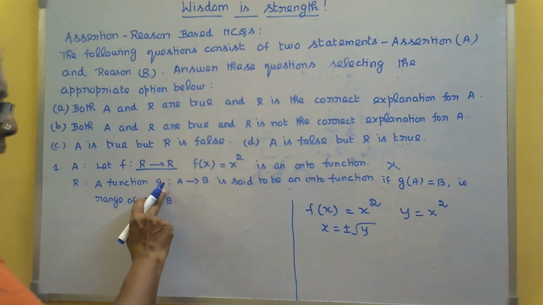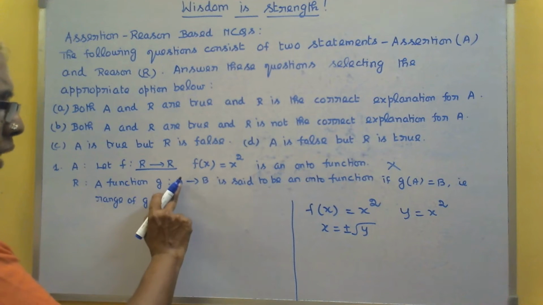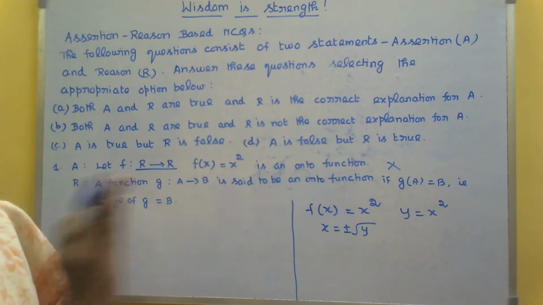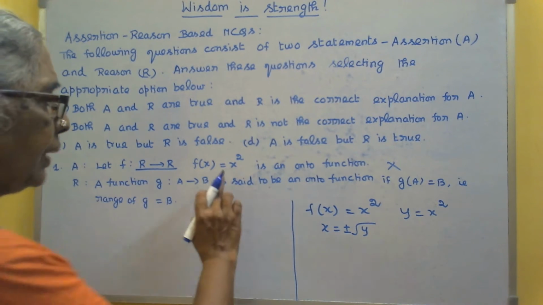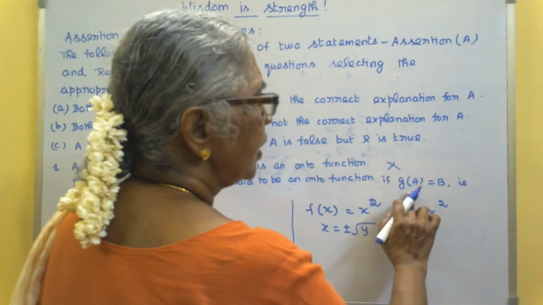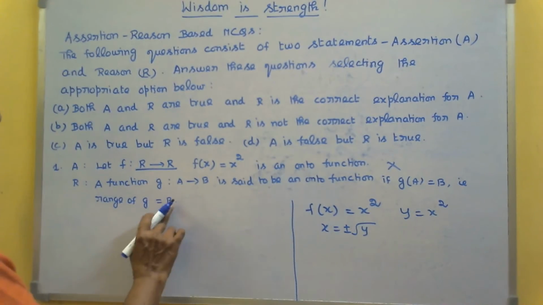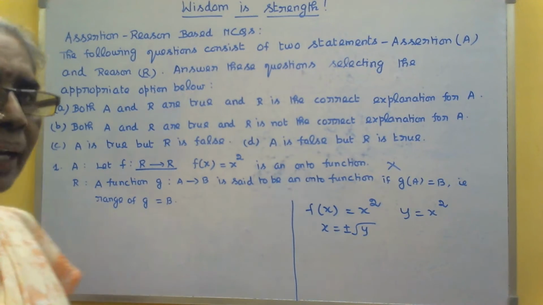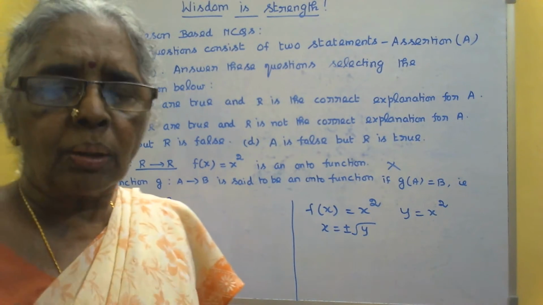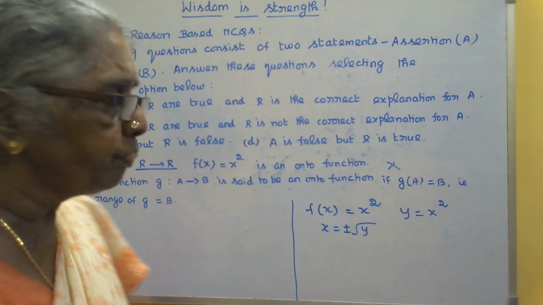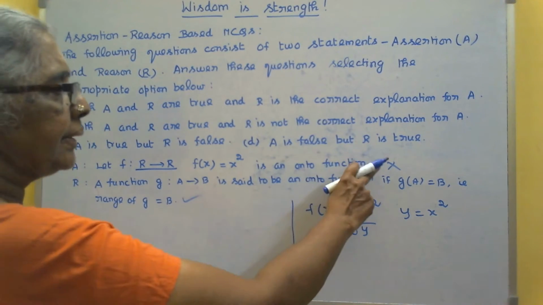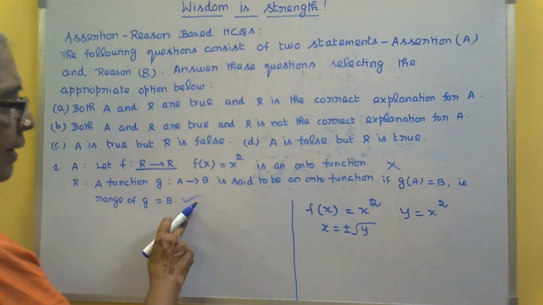A function g from A to B, that is, from the domain A it goes to codomain B, is said to be an onto function if g of A is equal to B, that is, the range of g is B. So here the codomain and the range are the same. So that is also one definition I told you. So this is correct. So the assertion is false here, the reason is correct.